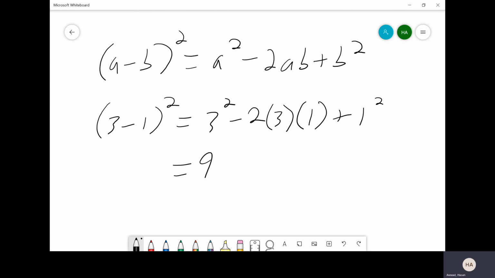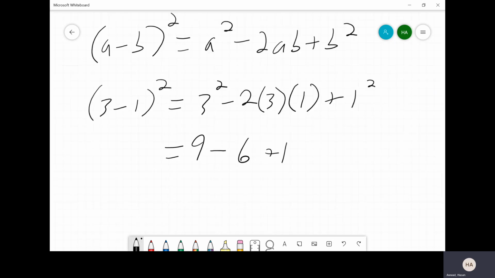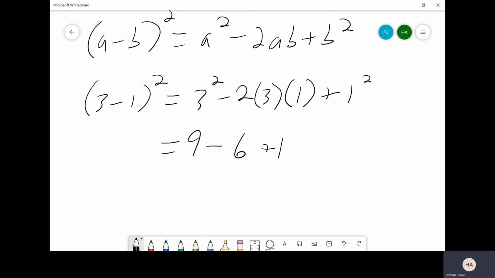And we'll go ahead and write this out. So 3 squared is 9 minus 2 times 3 is 6 times 1 is still 6. So 9 minus 6 plus 1 squared, which is still just plus 1, right? And this gives us 9 minus 6 is 3 plus 1 is equal to 4. And now we can check this by saying, what is 3 minus 1? Well, that's 2, and 2 squared is still 4. So it doesn't matter what the numbers are. It doesn't matter if there are variables there. A minus b squared is always going to be a squared minus 2ab plus b squared.